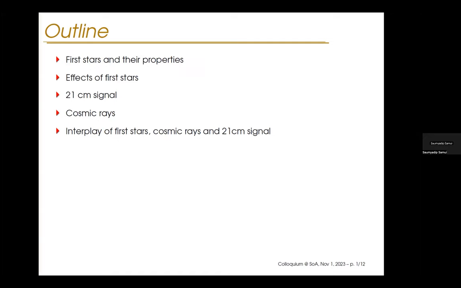Then I'll talk about what cosmic rays are, what we know about them, what their role is in the evolution of our universe, how they affect shaping the initial thermal history of the universe. And then for the last 5 or 10 minutes, I will talk about how the first stars, cosmic rays and the 21 centimeter signal all come together to tell us about the history of the universe. This is roughly the outline of my talk.